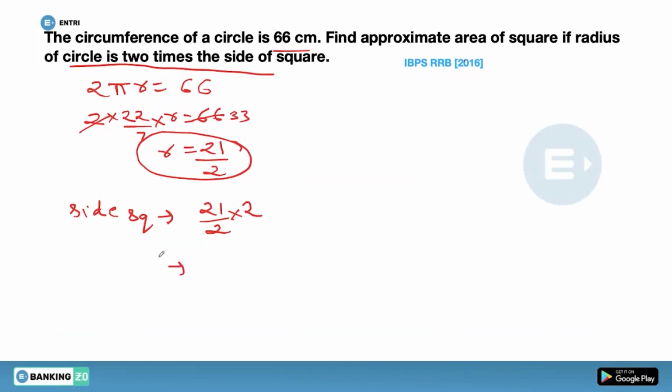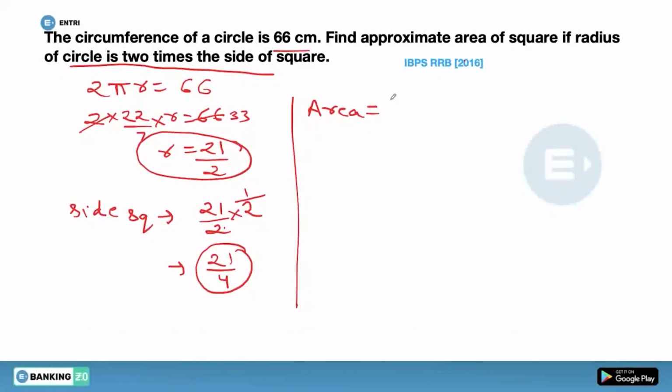So what is the side of the square? The side of the square is now 21 by 4. Just a second, it is 1 by 2. Sorry to tell you. Now this would be 21 by 4. That means what is the area of the square? Now I know that the area of a square is just the square of the side. So taking its square or multiplying it 2 times, I'll get its answer.